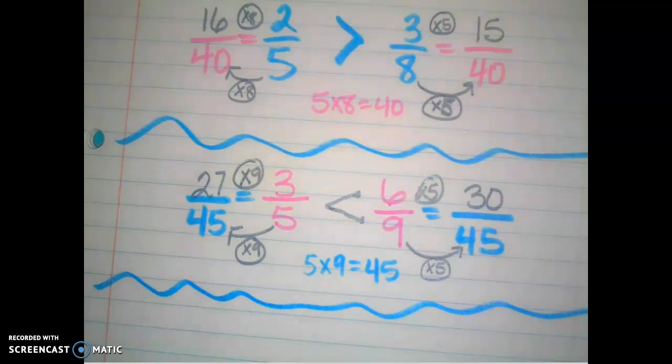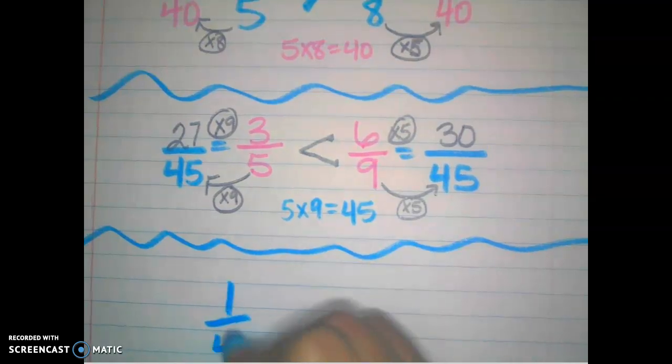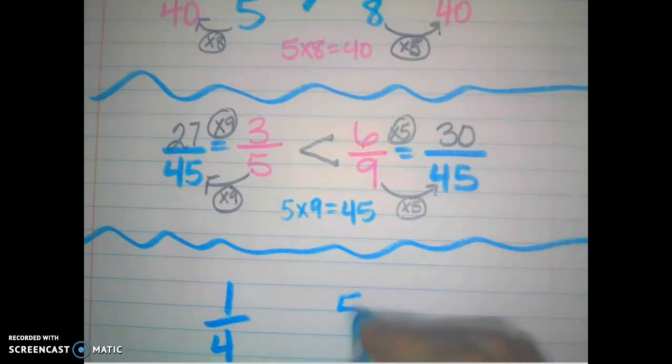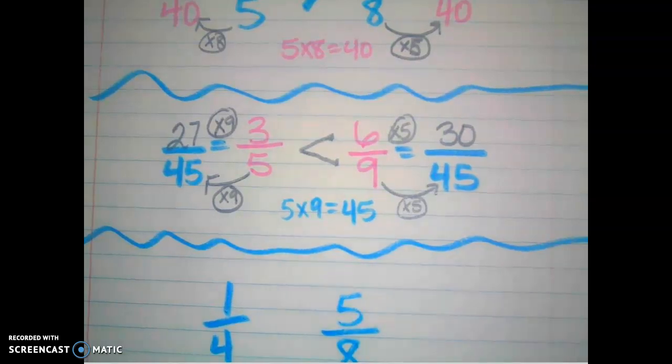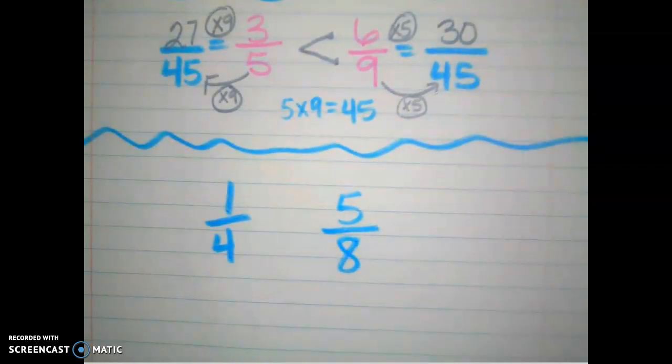I'm going to show you another trick that works sometimes. It doesn't always work. All right, let's look at these. 1/4 compared with 5/8. Okay, let's just do some exploring first and talk about these. So let's look at 1/4. Let's look at the denominator 4.